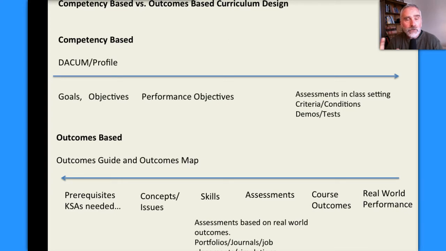So those are the two different approaches that we're suggesting you want to choose from in developing your course. Competency-based, which goes from beginning with goals, working towards objectives, or you can start with objectives and stick them together into a series of progressions so that you achieve a goal. Or the outcomes-based, which is basically looking at the real-world performance and working backwards from that into the course.